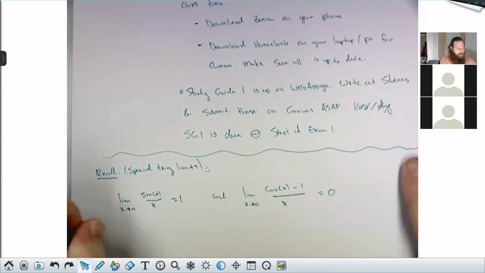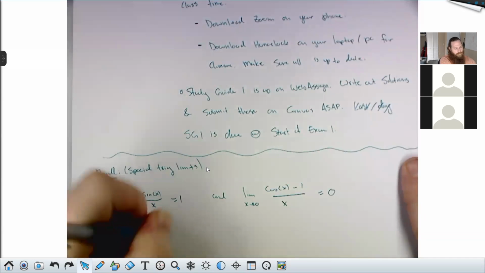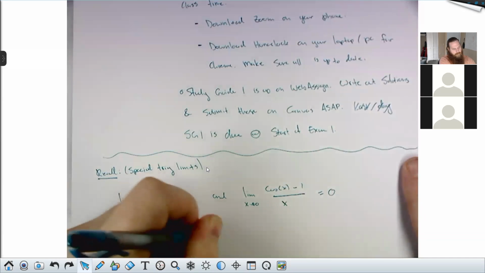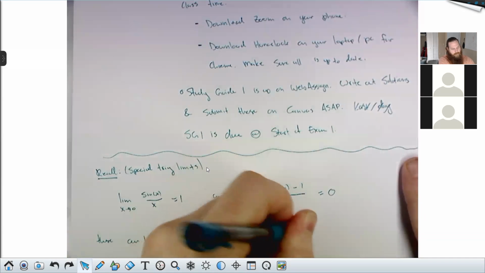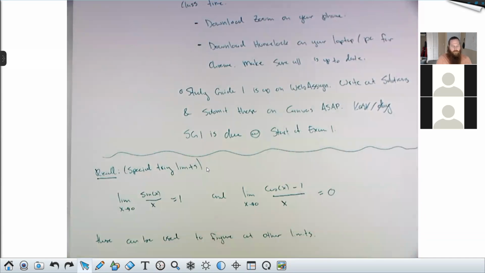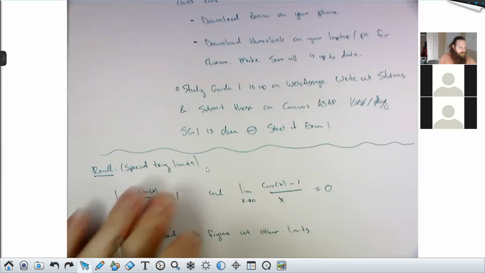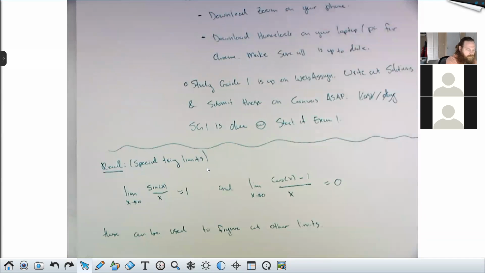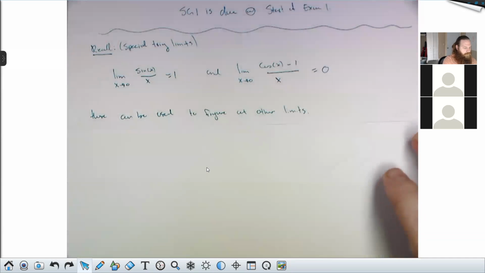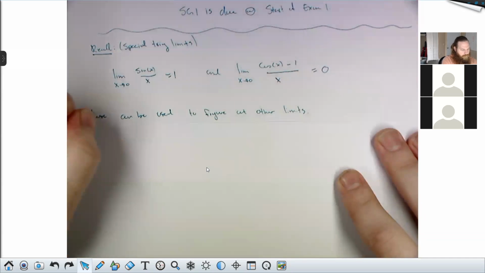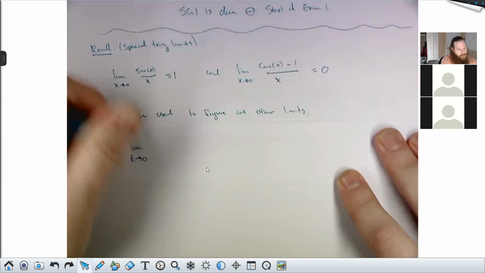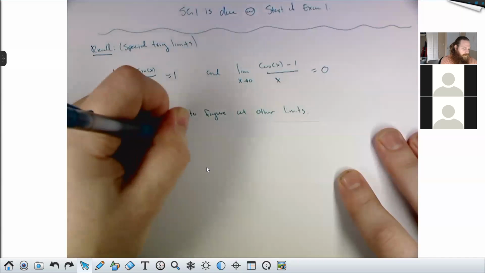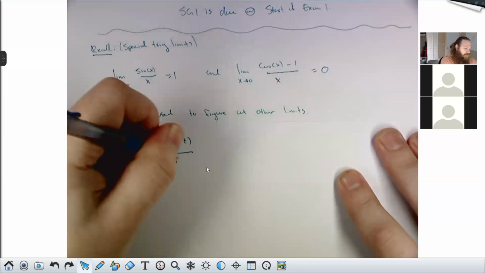These can be used to figure out other limits. And I know I did an example with some of you guys in office hours yesterday, so I don't want to be super redundant. I'll just do one now. For example, the limit as t goes to 0 of sine 5t over 3t.